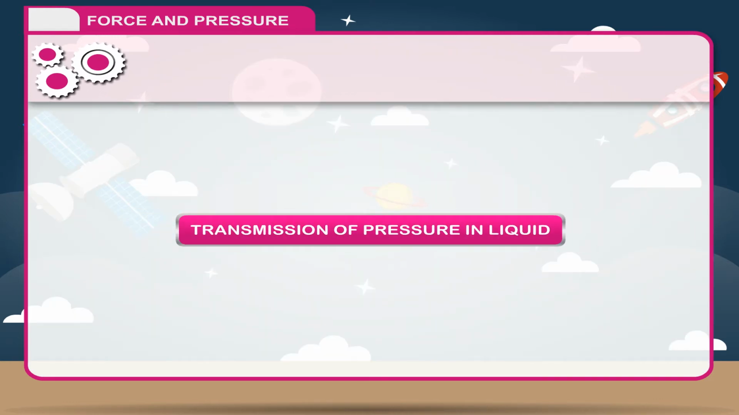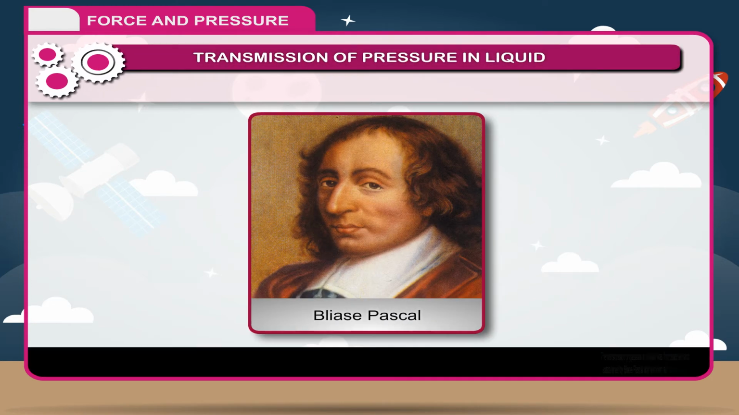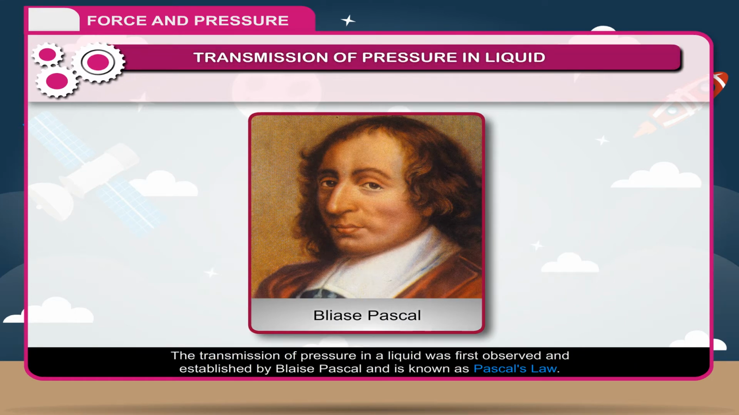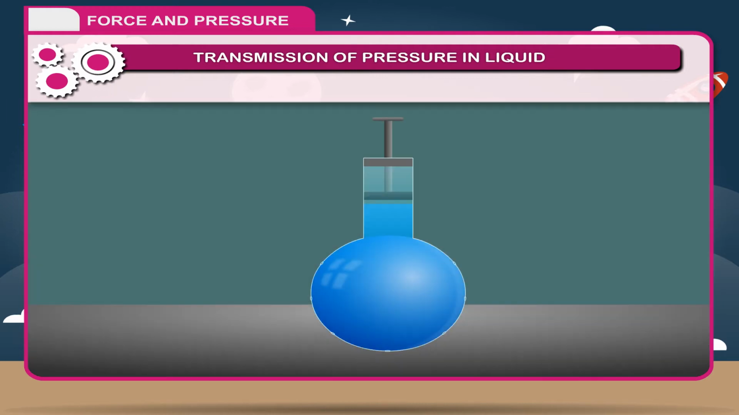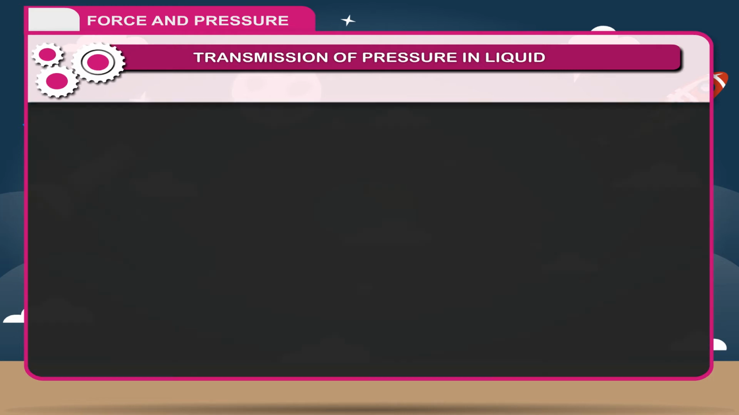Transmission of pressure in liquid. The transmission of pressure in a liquid was first observed and established by Blaise Pascal and is known as Pascal's law. According to Pascal's law, when pressure is applied on a confined mass of liquid, it is transmitted equally and undiminished throughout the volume of the liquid. It acts at a right angle to the walls of the container. This can be demonstrated by this activity.